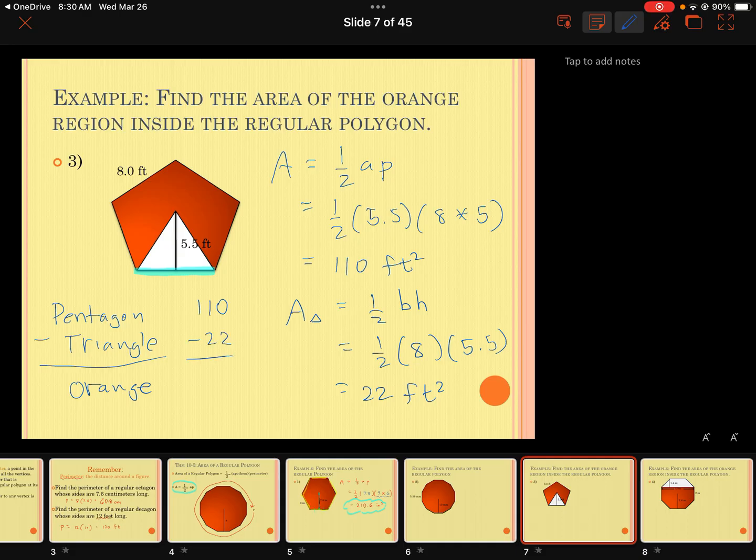If you subtract those two numbers, you're going to get the area of your orange. And that'll be 88 square feet.